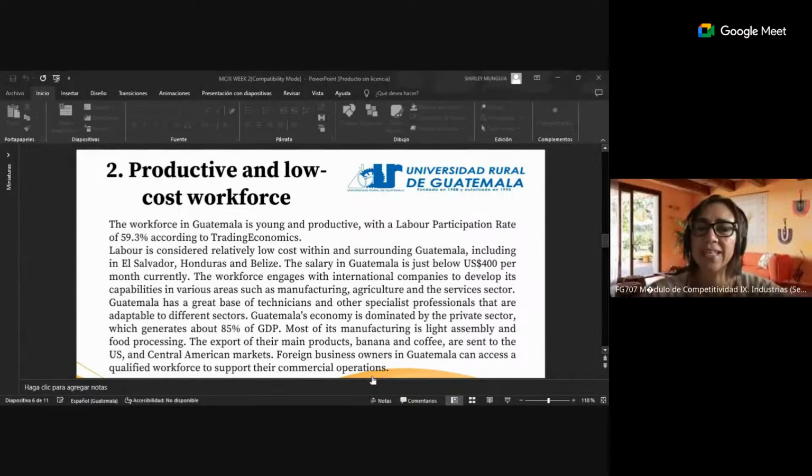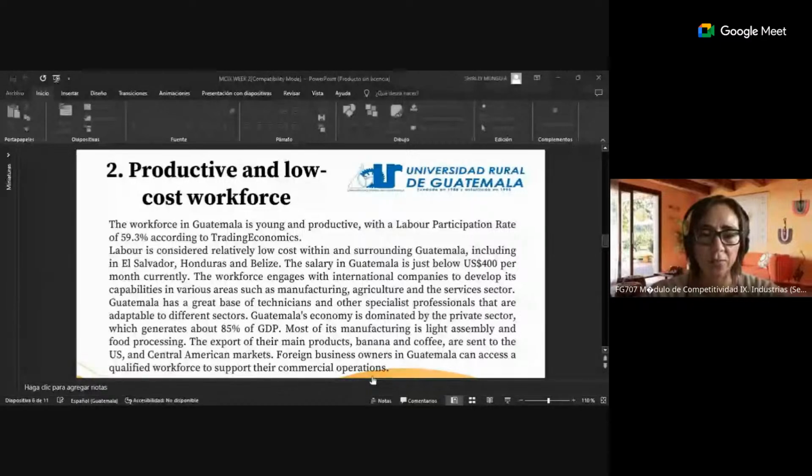Labor is considered relatively low cost within and surrounding Guatemala, including El Salvador, Honduras, and Belize. The salary is below $400. That is the salary that we have right now per month. So this is also attractive for the people and all these companies that come from other countries. The workforce engages with international companies to develop its capabilities in various areas such as manufacturing, agriculture, and the service sector. Guatemala has a great base of technicians and other specialist professionals that are adaptable to different sectors.